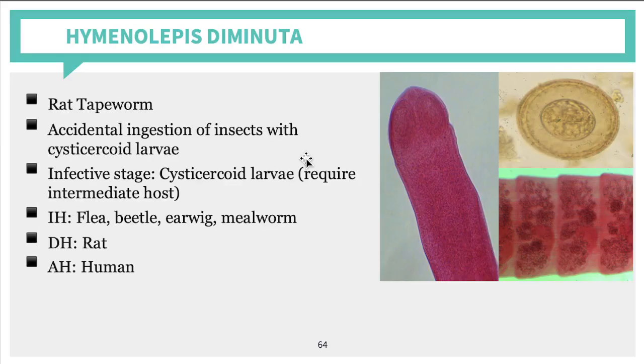So, the common name of the parasite, we call that the rat tapeworm. This is actually a parasite of the rats. And again, transmission is the accidental ingestion of insects with the cysticercoid larva. Therefore, the infective stage now is a cysticercoid larva. And remember, it requires an intermediate host. In comparison to Nana that we discussed a while ago, it does not. It may or may not require an intermediate host. What are our intermediate hosts? The different insects here. Their definitive host is the rat, and humans only serve as the accidental host.